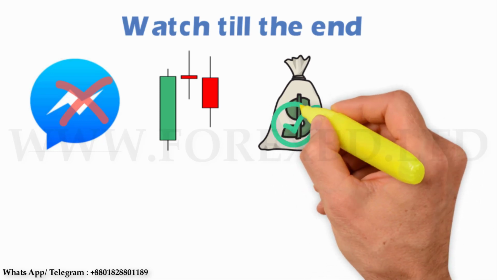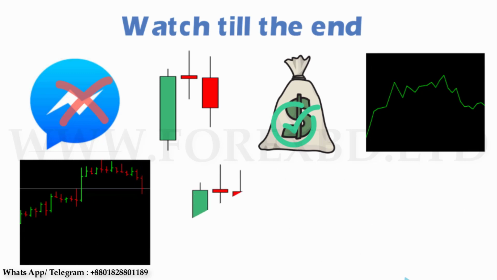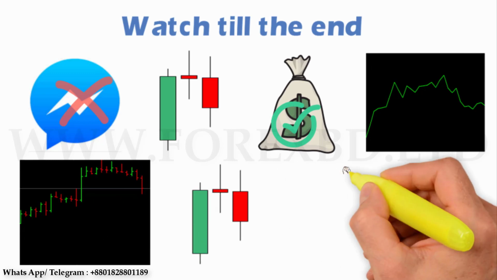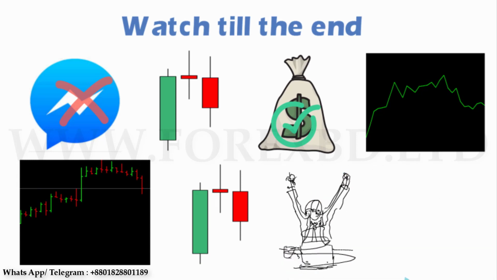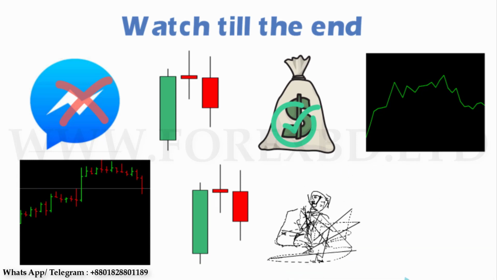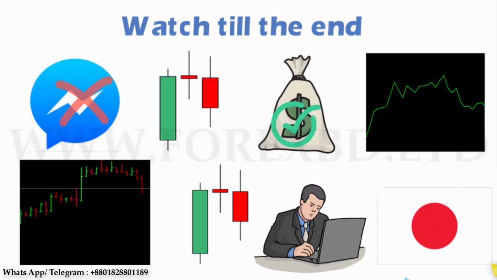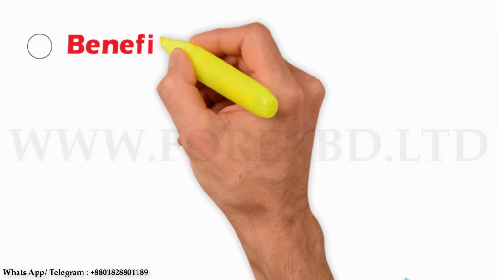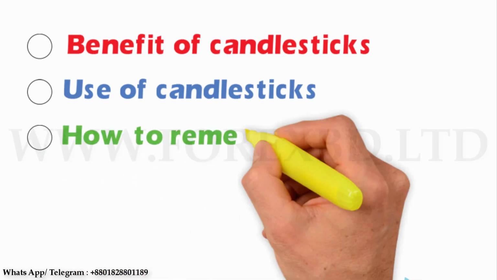Three types of chart are used in Forex: line chart, bar chart and candlestick chart. However, candlestick charts are one of the most popular in Forex because with this chart we can know the market's movement and the market's position easily. Many years ago, the Japanese first made the chart. In today's video, we will discuss the benefit of candlesticks, the use of candlesticks, and how to remember these candlesticks.